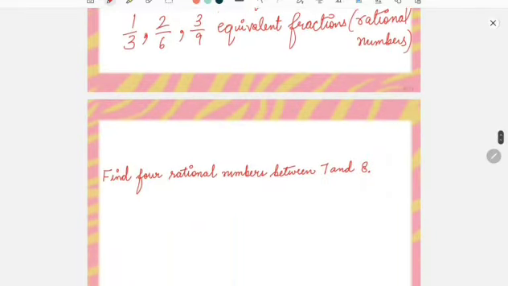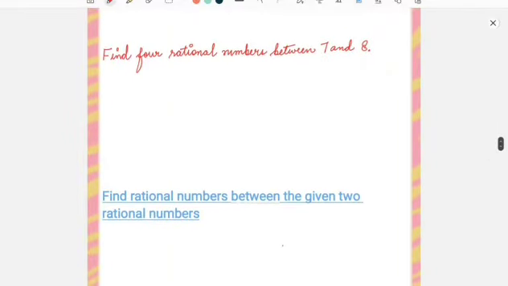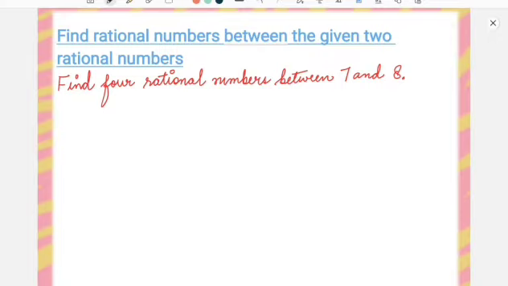Next we are going to learn to find rational numbers between the given two rational numbers. The question we have here is to find 4 rational numbers between 7 and 8. Okay, so how many do we have to find? 4. 1, 2, 3 and 4. We have to find 4 numbers between 7 and 8.